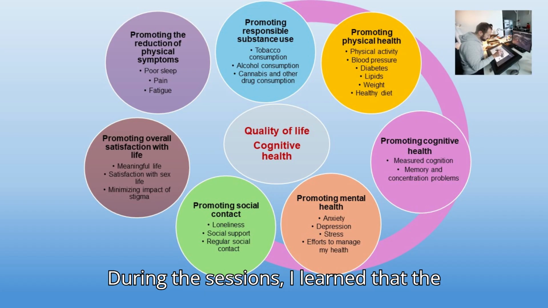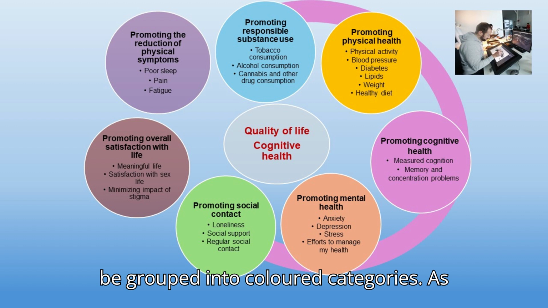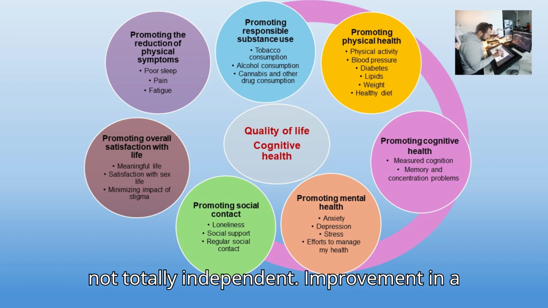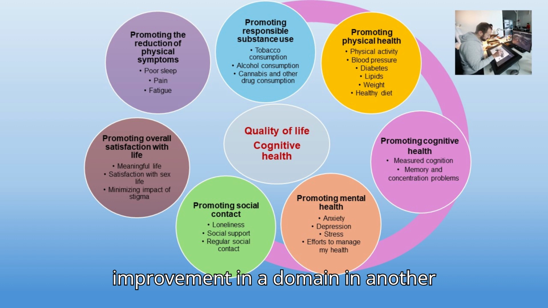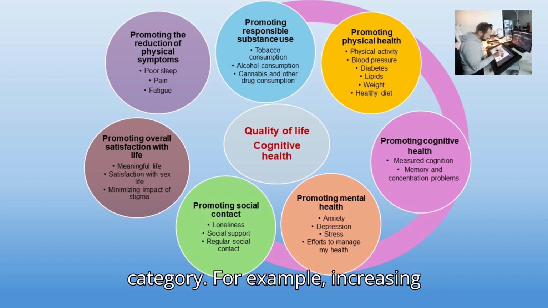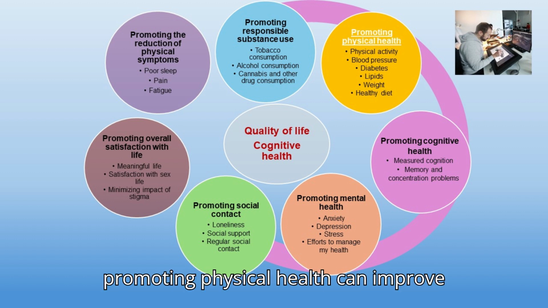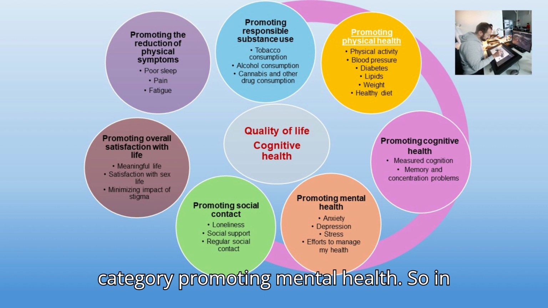During the sessions, I learned that the domains found in the self-assessment can be grouped into colored categories, as you can see here. These categories are not totally independent. Improvement in a domain in one category can lead to improvement in a domain in another category. For example, increasing physical activity in the yellow category, promoting physical health, can improve stress, which is in the light pink category, promoting mental health.